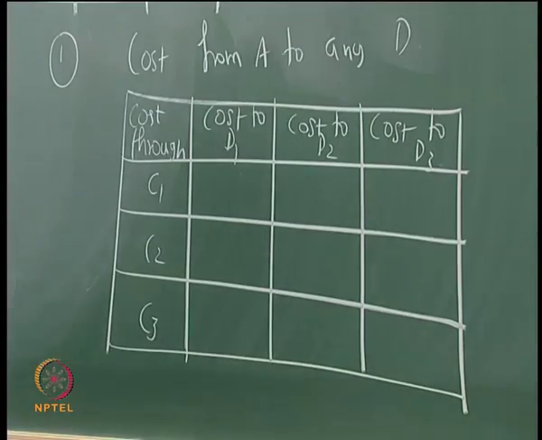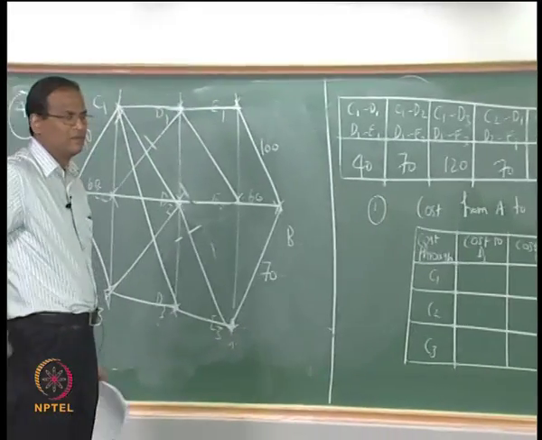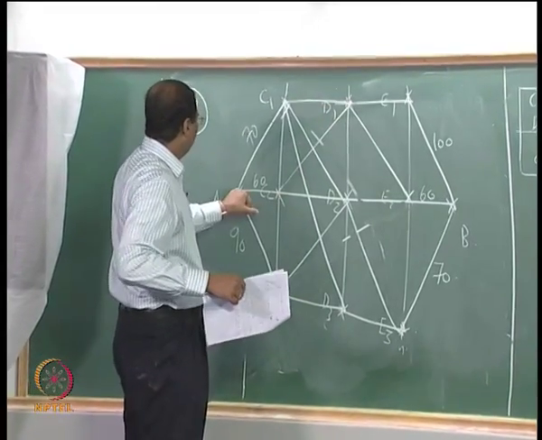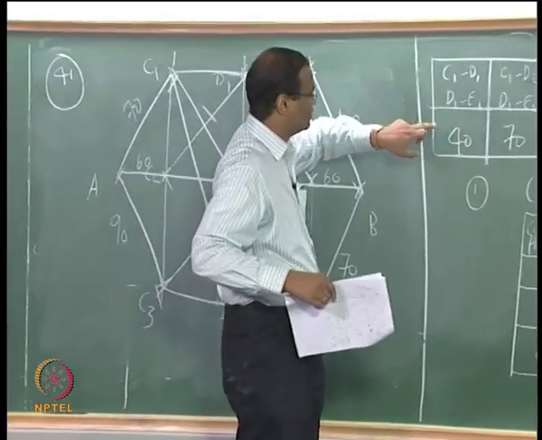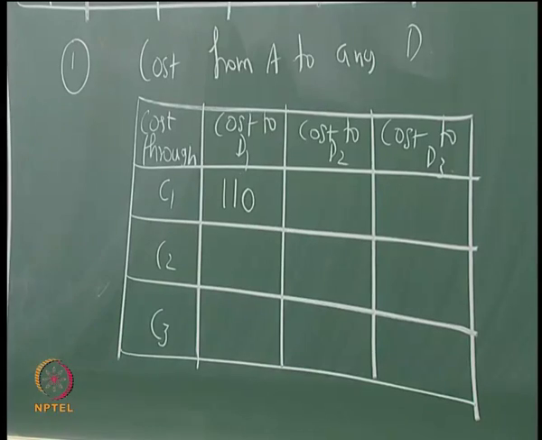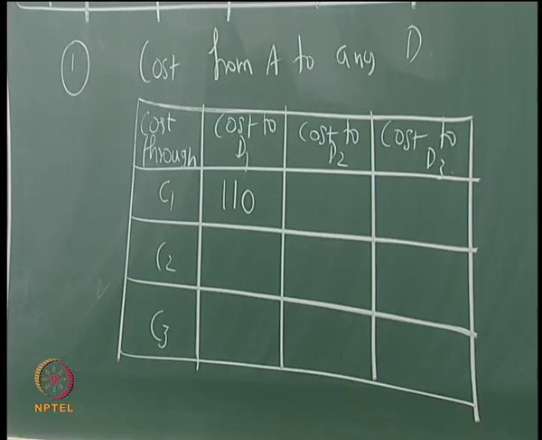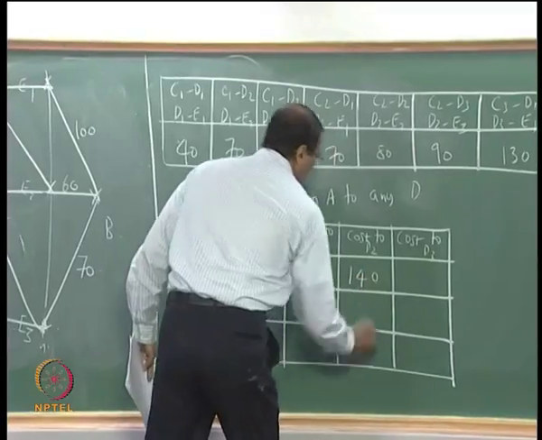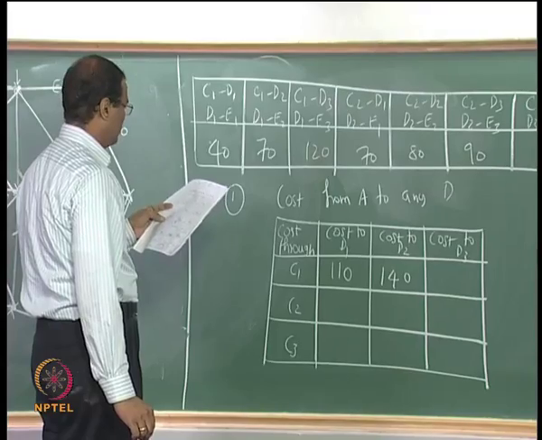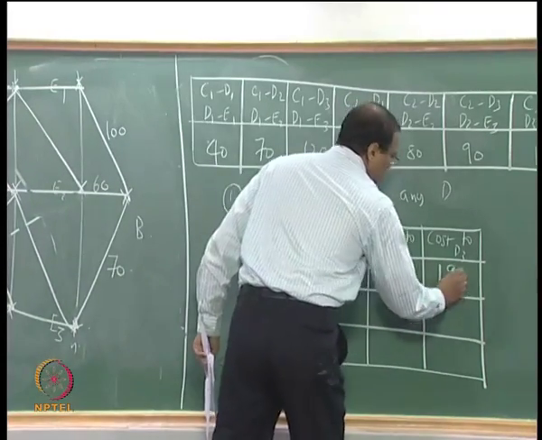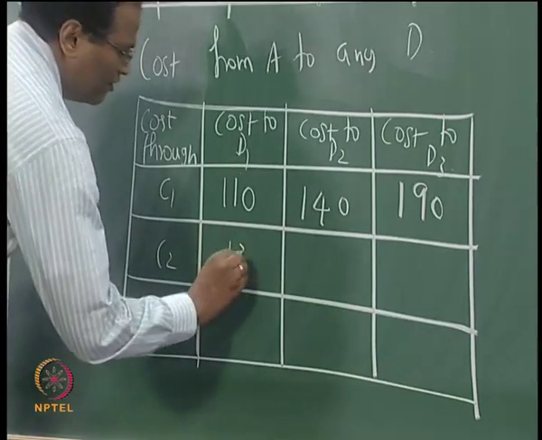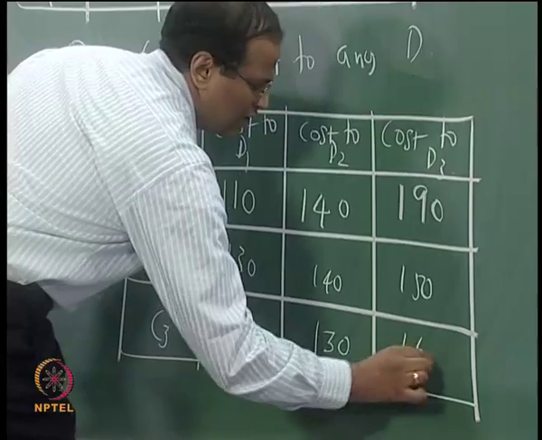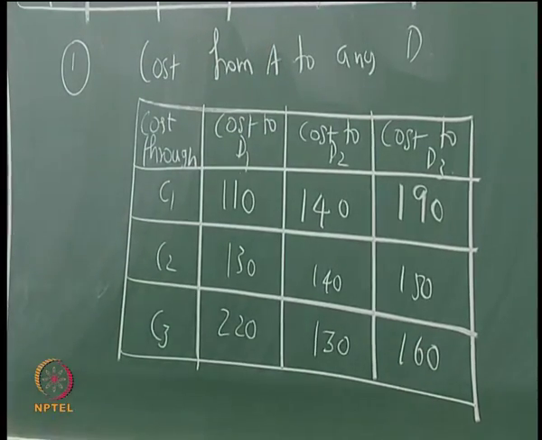You evaluate the 9 entries, right. So what is the cost? First entry 110. So this is 70 plus 40. So A C1 D1, look at the board, A C1 D1 will be A to C 70 plus C1 to D1 is 40. So this is 110, fine. A C1 D2, 140, A C1 D3, 190, good. Please tell me the other entries. Very good, 130, very good, 220. Is everybody through with this? Pretty straightforward, okay.